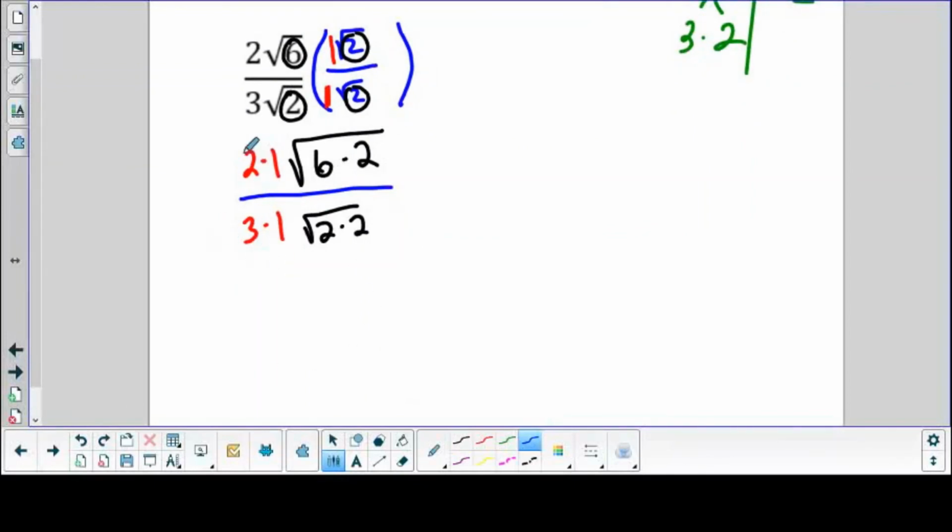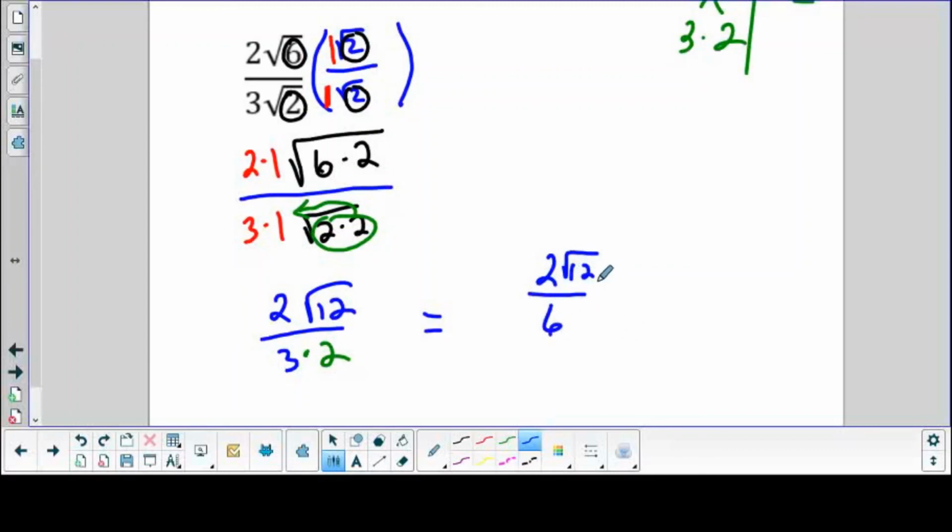Next, we're going to simplify this a little bit. 2 times 1 is 2. Square root of 6 times 2 is the square root of 12, over 3 times 1 is 3. And notice the square root of 2 times 2 is a pair of 2's, so it's going to come out of the radical. So this will be 3 times 2. So just tidying this up, we'd have 2 square root of 12 over 6.